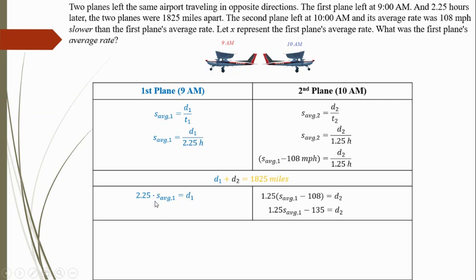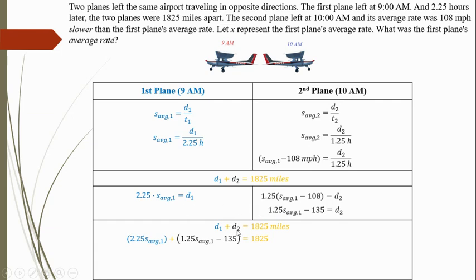And this is the hard part for kids who are newer at this. You really have to focus on keeping the variable that you're trying to solve for in your system. I kept S average 1 here. On the right side of the column, I also kept S average 1. So now I can substitute out D1 and D2. I've carried this line down here, and here's where I want to do the substitution. Instead of D1, I can substitute what I know. D1 is 2.25 times S average of the first plane. So that's what I have here in blue.